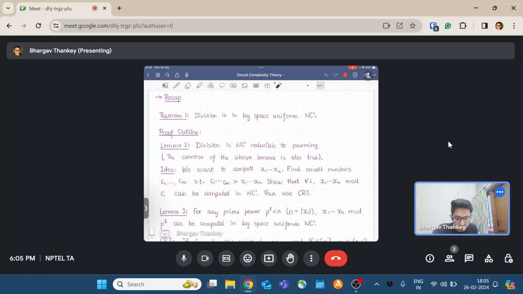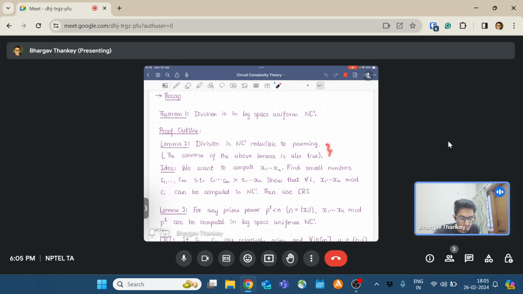So once we have proved lemma 2, all we have to do is to show that powering is in NC1. And while we did not use it for the proof, we also saw the converse of lemma 2. That is, powering is also NC1 reducible to division. This we don't need for the proof, but it's nice to know.